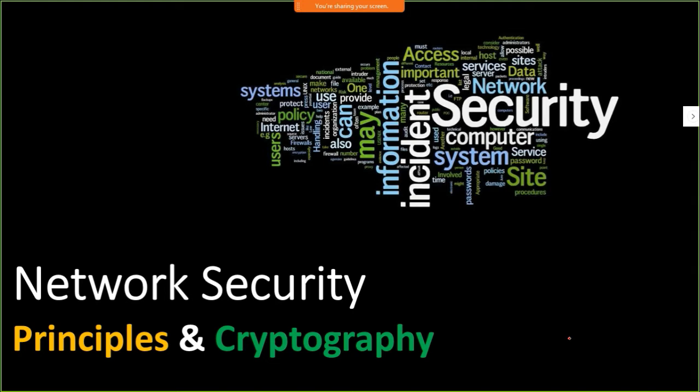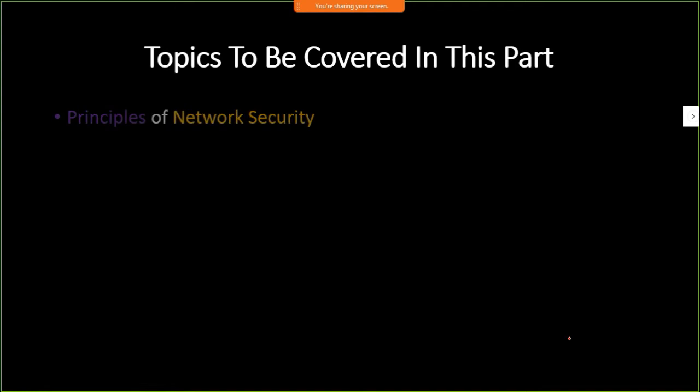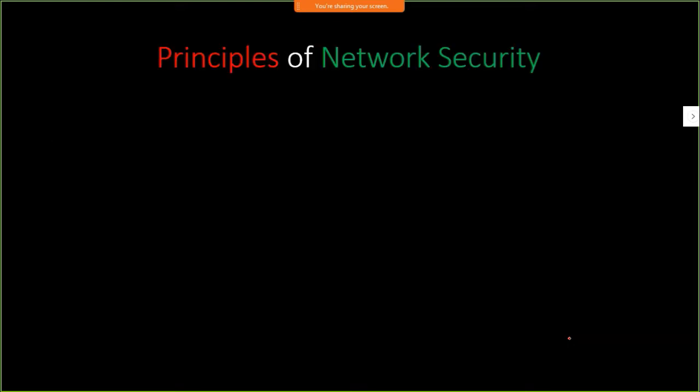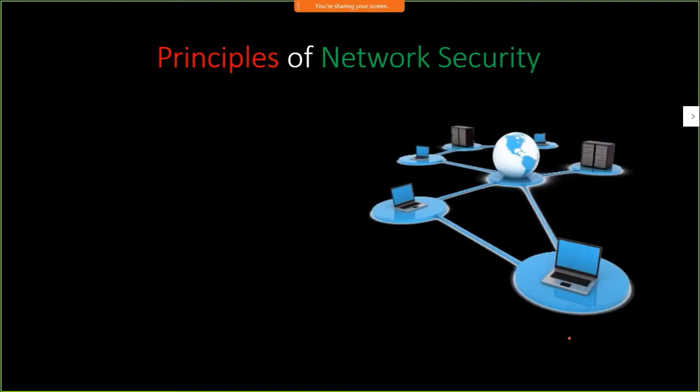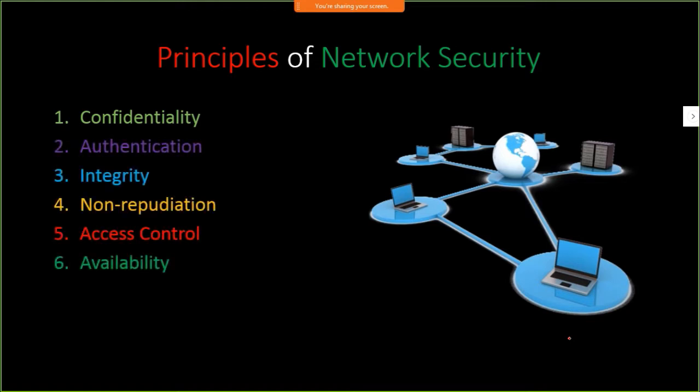So the next is principles and cryptography. In this topic we will discuss the principles of network security and cryptography. So what are the principles of network security? Confidentiality, authentication, integrity, non-repudiation, access control, and availability. These are the main six network security principles.